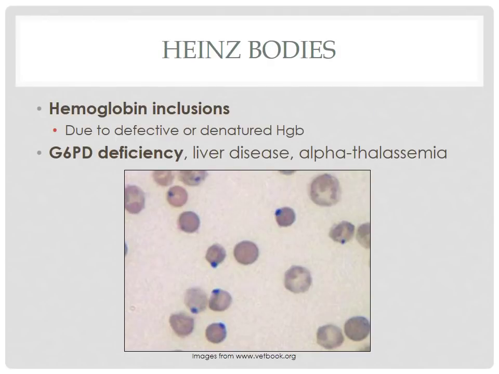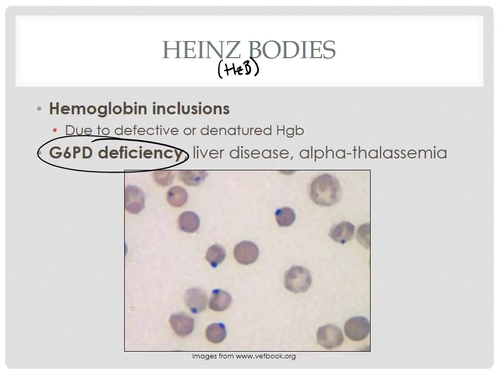Heinz bodies on peripheral smear. Heinz bodies are abbreviated H lowercase z, capital B. This is an inclusion in the cell, but this inclusion is made of hemoglobin. And this is due to either a defective or denatured hemoglobin that gets trapped in the red cell. The most common reason to see this is from G6PD, which is an issue with oxidative stress causing the hemoglobin to denature or be damaged. You could also see this with liver disease or certain types of thalassemias.